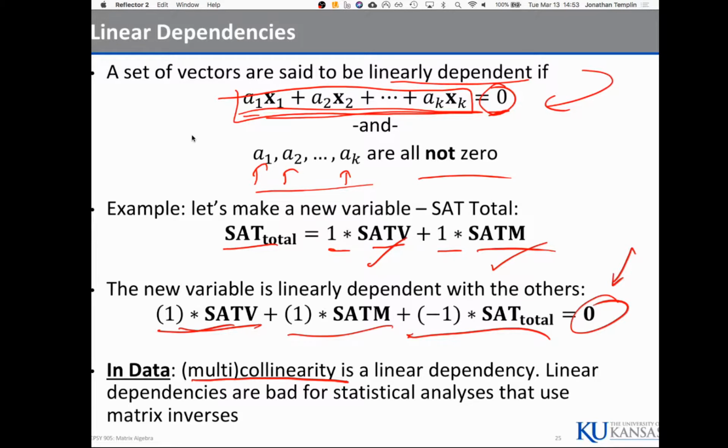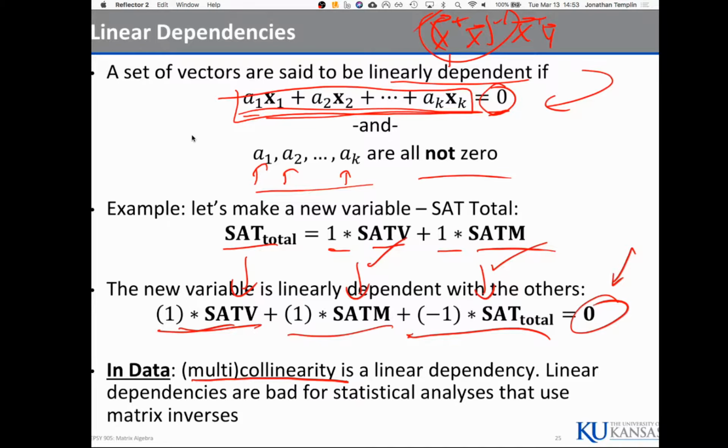Multicollinearity is a linear dependency. What happens in multicollinearity is, I mentioned to you before, I'm going to give you technical information here, X transpose X inverse X transpose Y is the formula we use to do the least squares. And if you put SAT verbal, SAT math, and SAT total into X, you cannot find the inverse. It blows up. Because you cannot find the inverse of a set of vectors or a matrix that's linearly dependent. Not a traditional inverse. There are things called generalized inverses, but not the way.